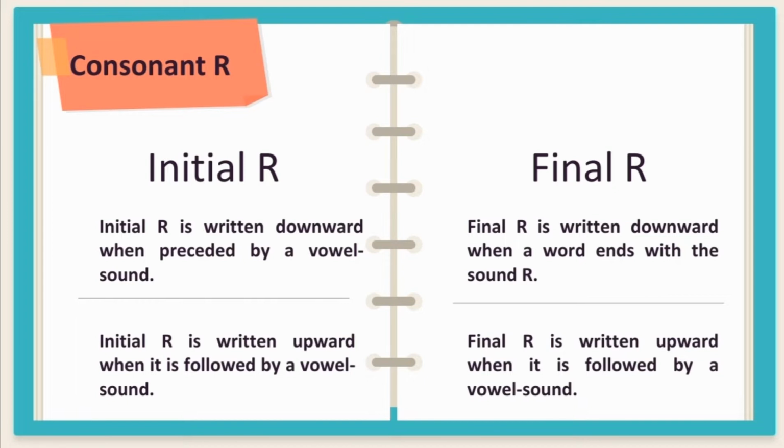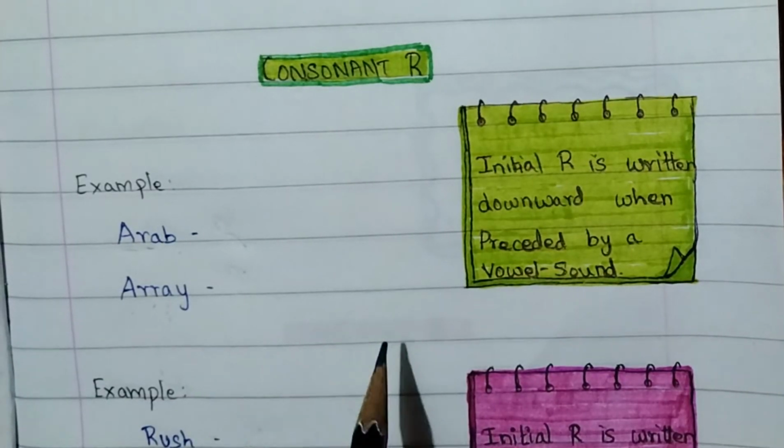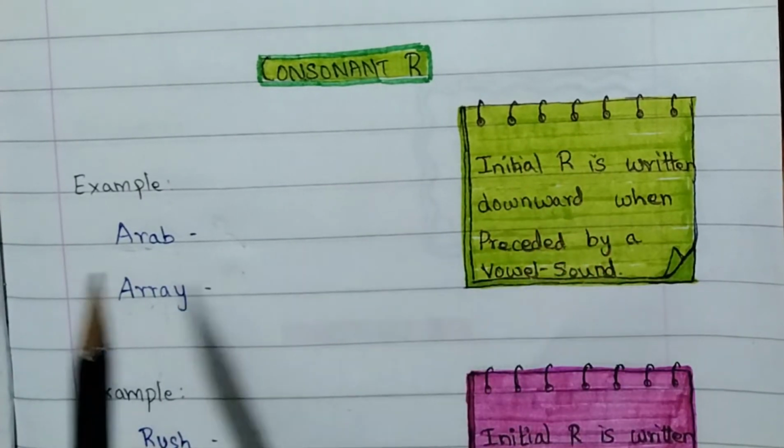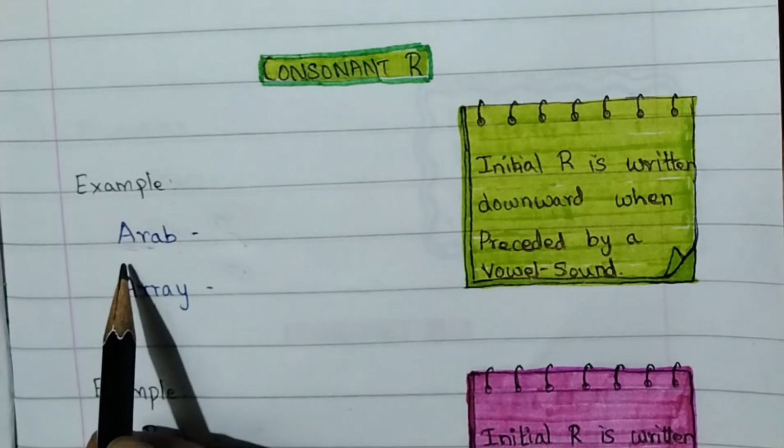Let's see the rules for initial R. Initial R is written downward when preceded by a vowel sound. That is, when a word starts with a vowel sound followed by R sound, then we should use downward R to write the word. Let's see some examples to understand this rule better.